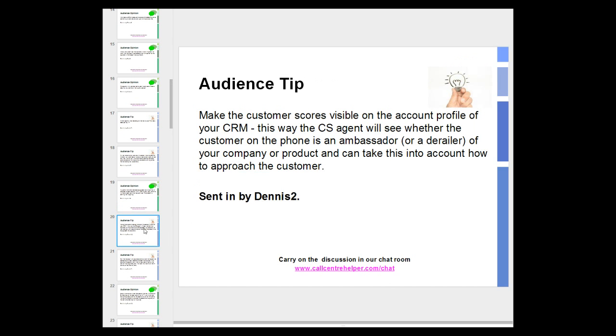L-O-A-C-H, Loach. Make the customer scores visible on the account profile of your CRM. This is the best way, as this customer service agent will see whether the customer on the phone is an ambassador or a derailer of your company or product, and can take this into account, how to approach the customer. Currently, quite interesting, an idea of sharing metrics with agents to help them to self-manage. Do you think that's a good idea?